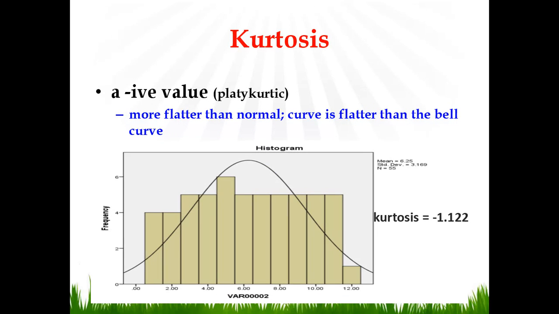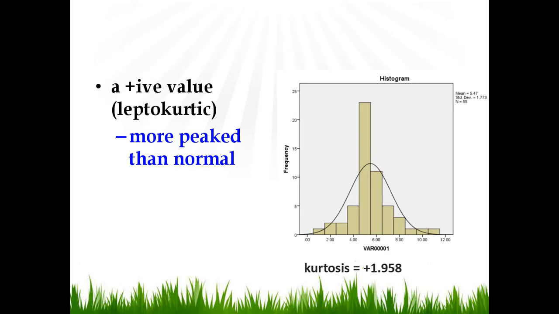As far as kurtosis is concerned, kurtosis again has three kinds of values. It may be 0, meaning it makes a typical bell curve. If it's minus, it means it is flatter than the normal one. This situation we call platykurtic, and the kurtosis value in this case is minus. On the other hand, if it's positive, it means the data is more peaked than the normal, and this situation is called leptokurtic.